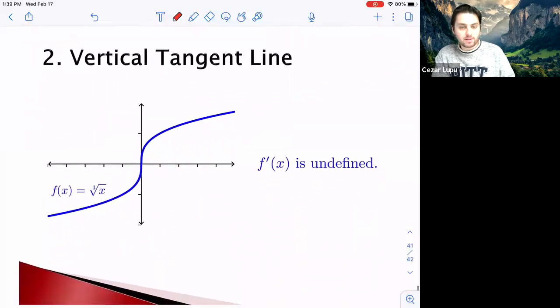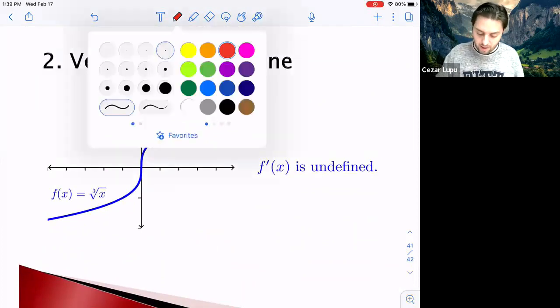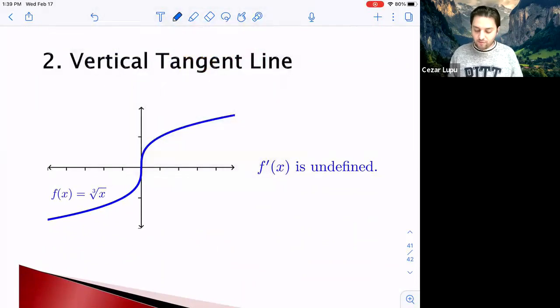So like I said, we have 3 examples. What about, so this is when the two limits do not agree with each other. So the left-hand limit does not agree with the right-hand limit. But what about, we also have when we have a vertical tangent line. And the main example we have here is this guy, f of x. So again, f of x is the cube root of x.